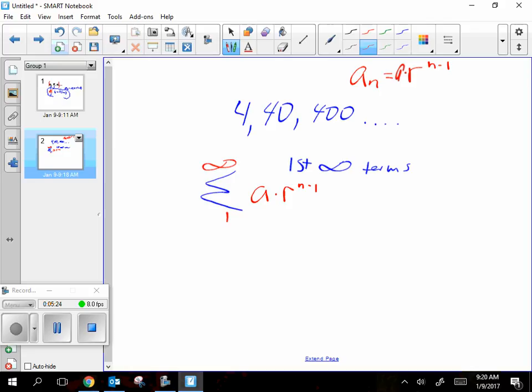And now I'm going to stick in what I know. I know the start, which is 4. I know the r, which is always just that divided by that. 40 divided by 4 is 10. And therefore, this is 4 times 10 to the n minus 1. And you can check if you did it right by just sticking in a 1 and seeing if it actually generates that first term. If you want to be extra careful, stick in a 2, see if it generates the next term. And this would.